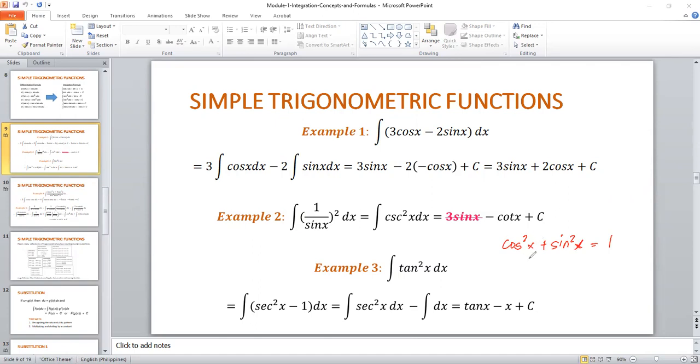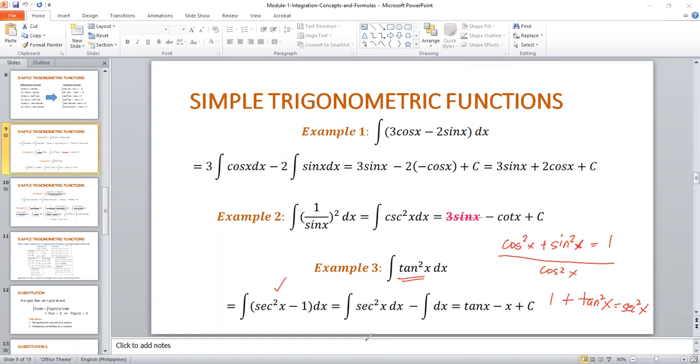If you divide this by cosine squared x, what will be the answer? You will have 1 plus sine squared over cosine squared, which is tangent squared x. 1 over cosine squared x is secant squared x. So you will replace the tangent squared x that you have here by its equivalent from this particular equation. So your tangent squared x is secant squared x minus 1.